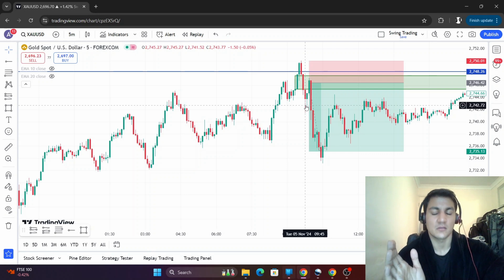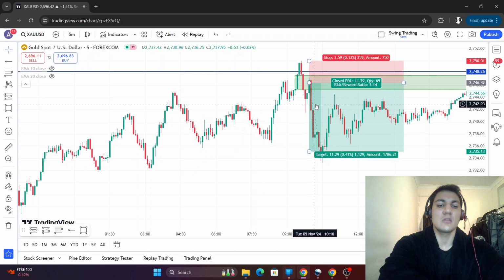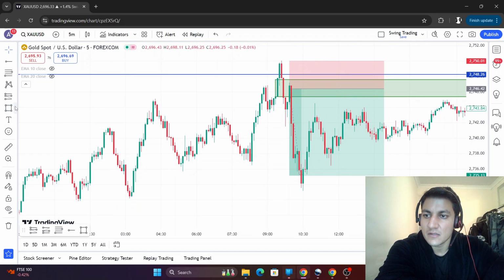Someone was asking me this in the comments: if there's no fair value gap, don't trade. But a big fair value gap is smart money literally screaming at you that we're bearish. And the only reason price comes back to this fair value gap, so let's mark this out.